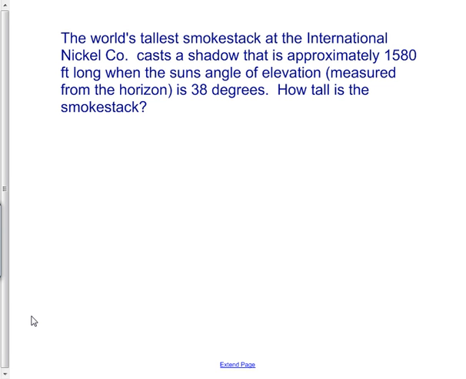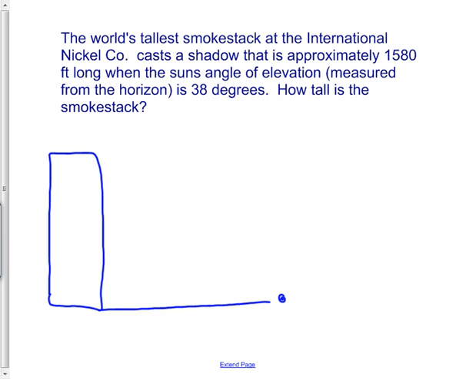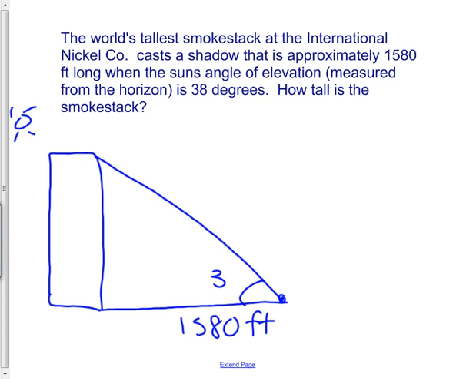So the world's tallest smokestack at the International Nickel Company casts a shadow that is approximately 1,580 feet long. So let's first draw our smokestack. That's our smokestack. And the shadow it casts is 1,580 feet. And then the sun is somewhere, and the angle of elevation they tell us is 38 degrees to the top of the building. They want to know how tall is the smokestack.